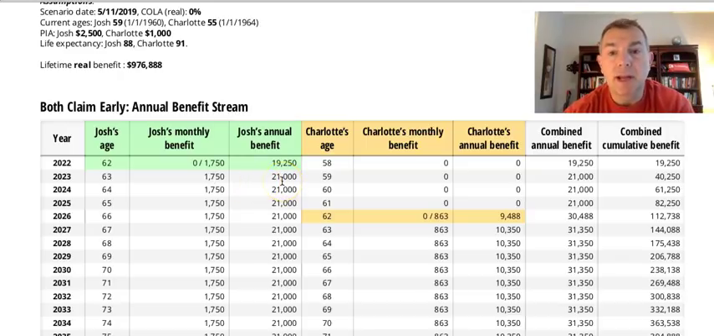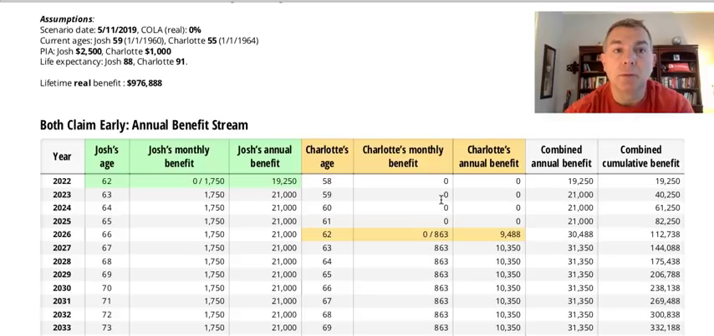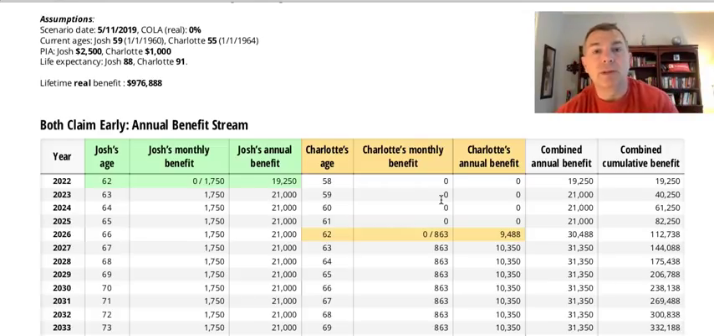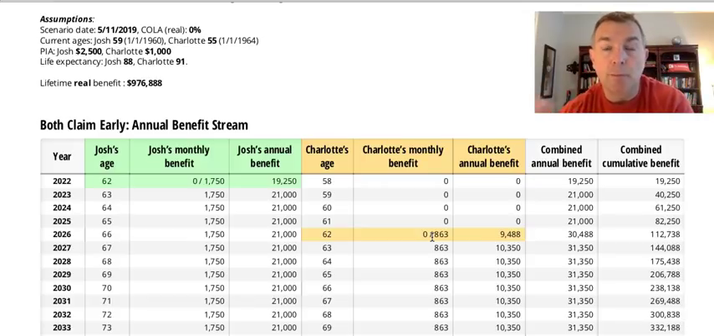Which will be $21,000 a year. Now, if Charlotte claims early, when she's 62, she'll get $863 a month. The reason is that her PIA, which is $1,000, is reduced by 30%, so it'll be $700. But it won't be $700 a payment, because it'll be half of my benefit, her spousal benefit, reduced. So she'll go from $700, her reduced PIA because she's taken it well before full retirement age, but she'll get a little bit of a bump up because of the spousal benefit.